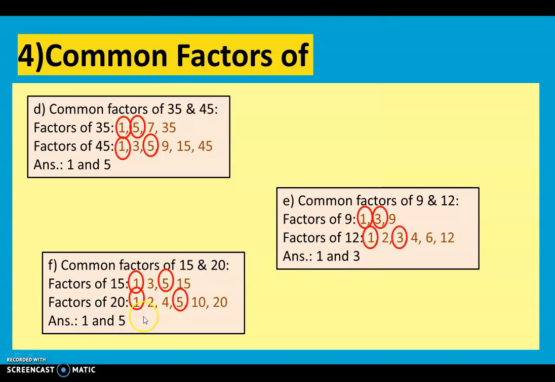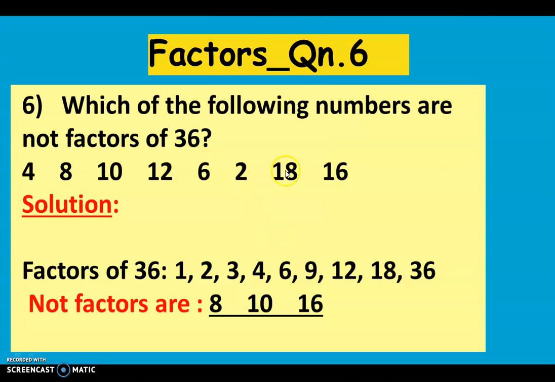And anywhere you go, 1 is one of the factors. In common factors also, the 1 will be there, and in ordinary factors also, 1 will be there. The factors of 15 and 20, again 1 and 5 I am getting. So in this way, you will have to write all the factors and then compare. When you get the same number in both, that is going to be your common factor. Okay.